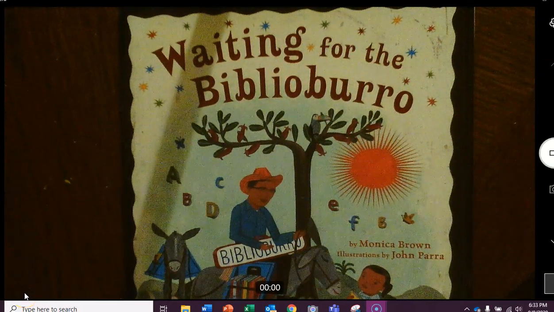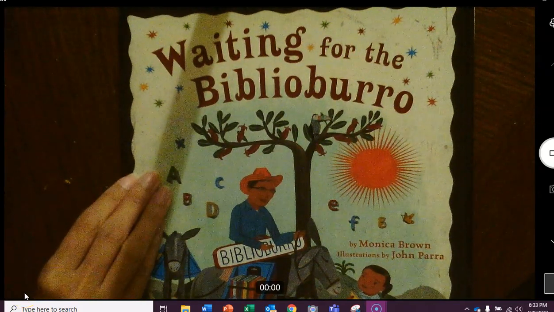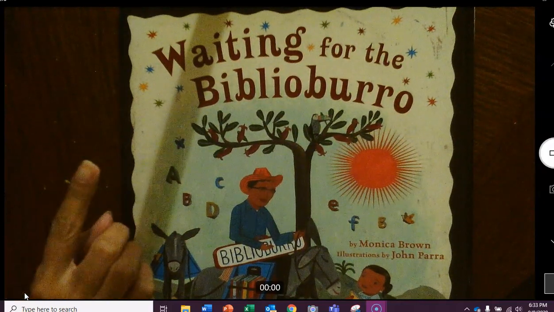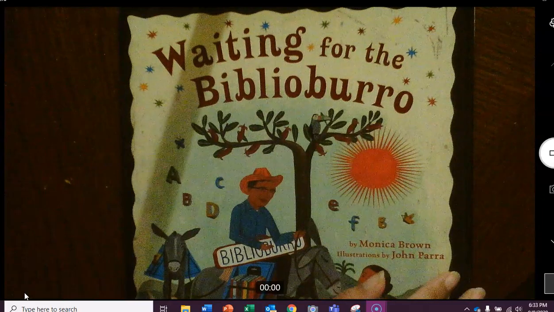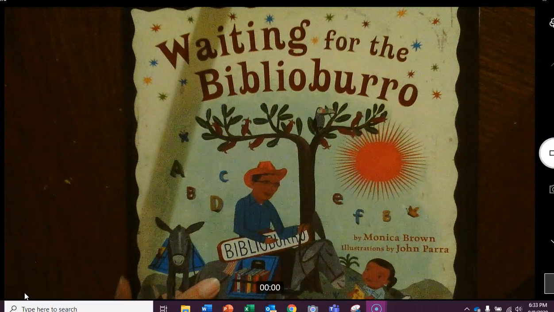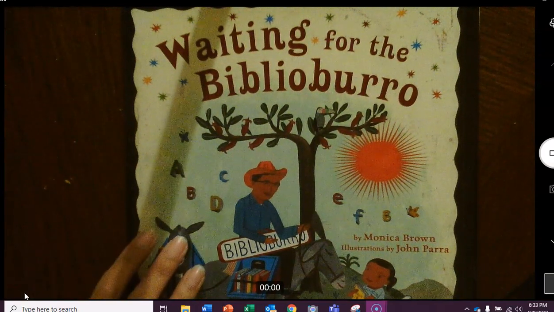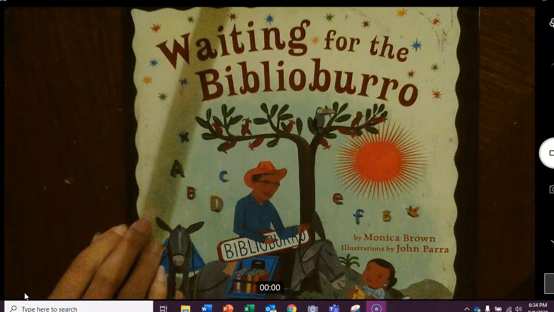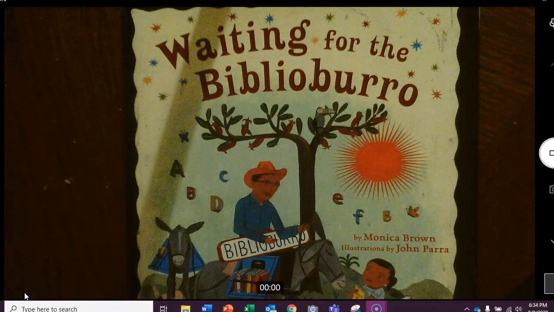Now we're going to notice and wonder things about waiting for the biblioburro. Before we begin, remember that when we're looking and listening to our story, you need to be following our first two letters in the word slant. S meaning sit tall and L meaning lean in. Everybody needs to have their eyes on the screen and their ears open so that you are listening to our story. And as we are listening, you are noticing and wondering.